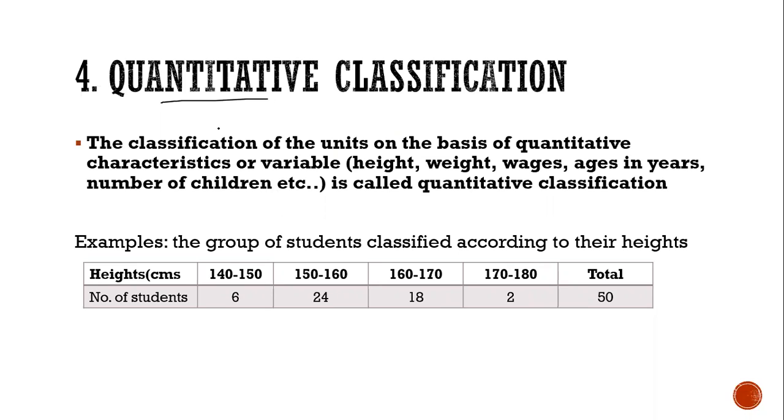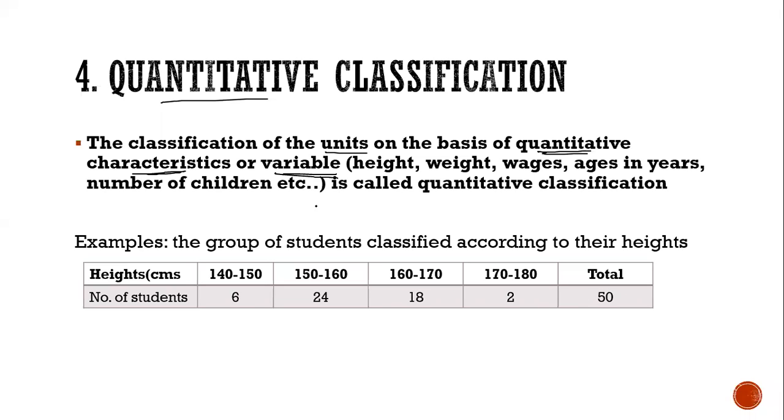Now when you say quantitative classification, it is nothing but you classify the data based on the variable. Okay, I have explained what is attribute and variable when I was doing the first chapter. When you say variable, it is in numbers; attributes are qualities. So when you say attribute, it is a non-measurable attribute. Attributes are always non-measurable, whereas variable is always a measurable attribute. So quantitative classification is the classification of units on the basis of quantitative characteristics or variables.